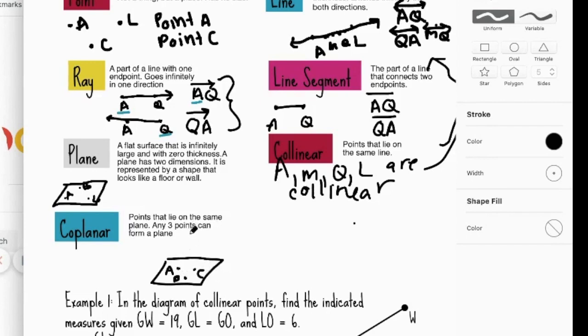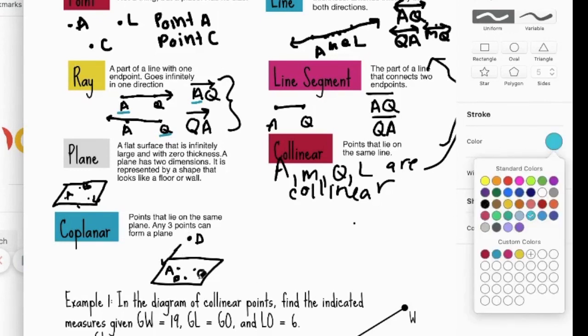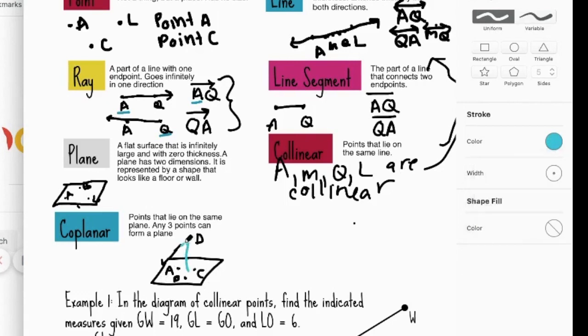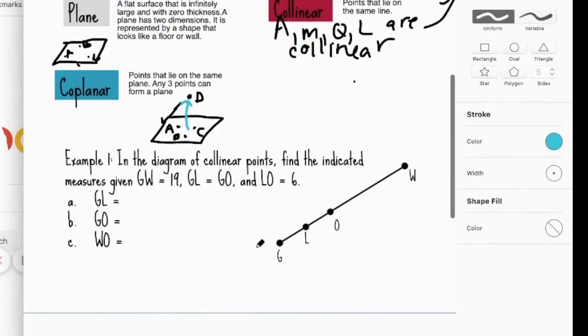There could exist a point above that plane. Maybe this is point D. And so that would not be coplanar, because even if I extend this plane in each direction, this point is above the plane. So it will never touch that plane. So that's what coplanar means. So let's go ahead and take a look at some examples of how this might turn out in geometry class.